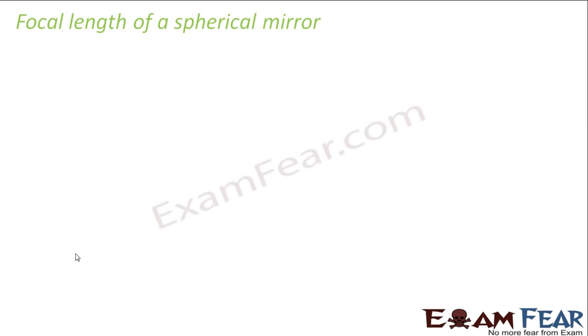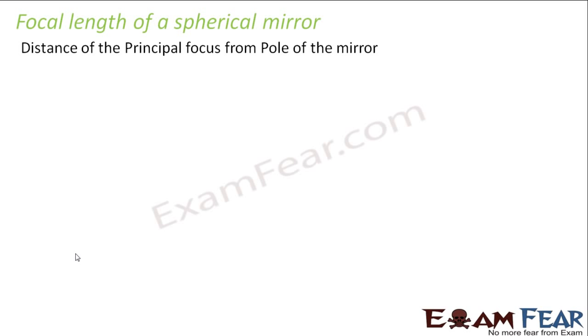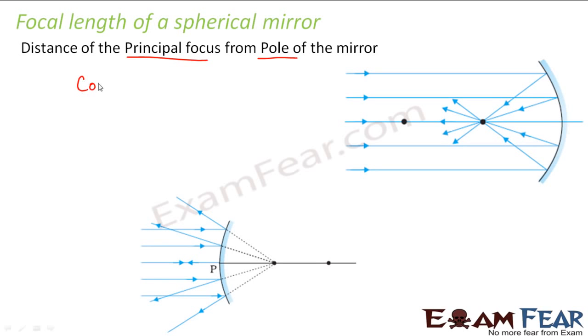So what is focal length of a spherical mirror? Till now we understood what is principal focus, right? Focal length is nothing but the distance of the principal focus from the pole of the mirror. For example, let us consider the case of a concave mirror. We saw that in case of a concave mirror, this is the principal focus, right? And this is the pole of the mirror. So what is focal length? The distance between the focus and the pole. So this is my focal length, right? This distance would be the focal length.